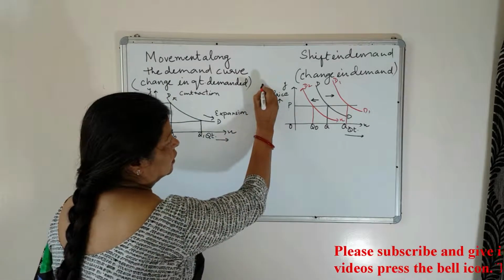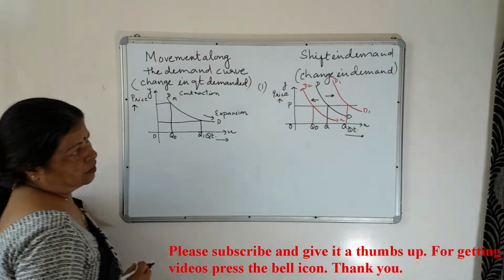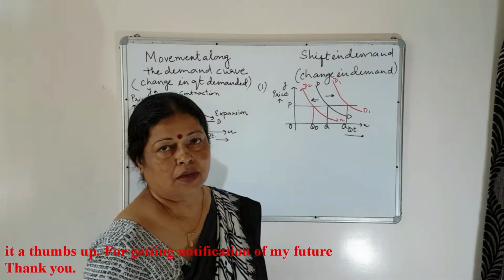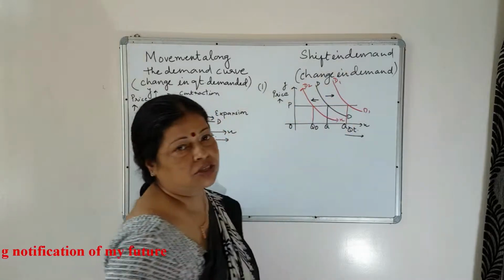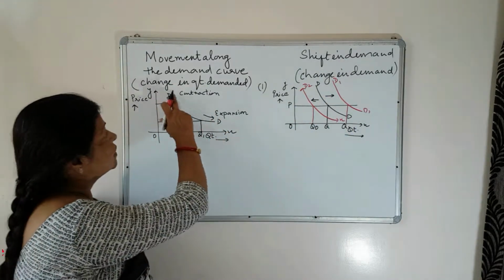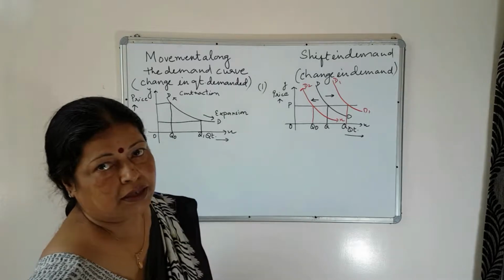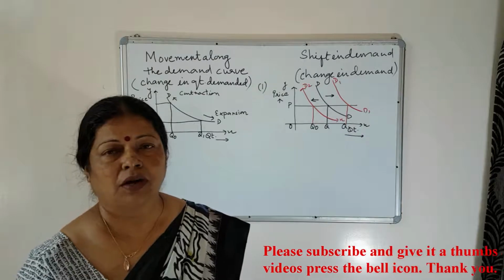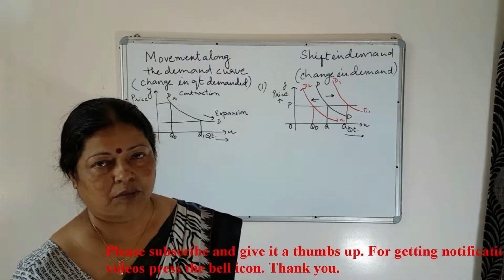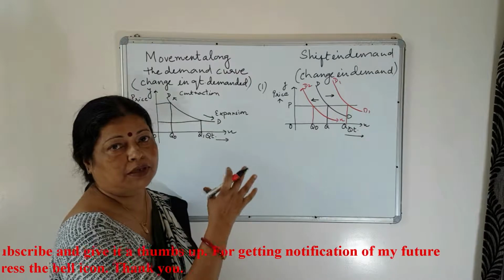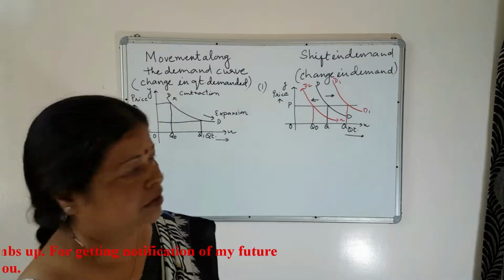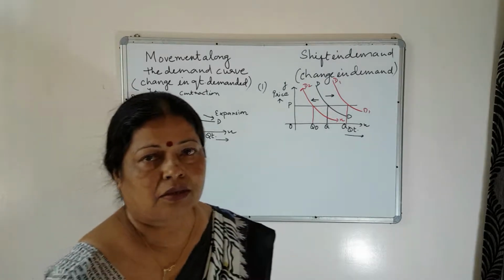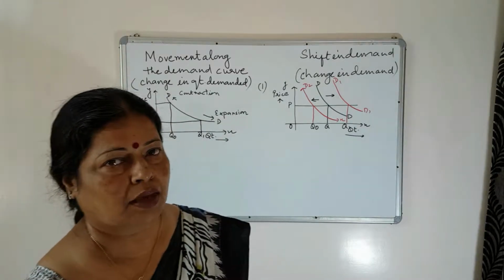Now the second diagram, you can see that I have written shift in demand. Now in bracket I have written change in demand, and here I have written change in quantity demanded. Sometimes the question is asked, differentiate between change in quantity demanded and change in demand. The answer is same, but sometimes students get confused. So in bracket I have mentioned so that you can write whichever term comes in exam.